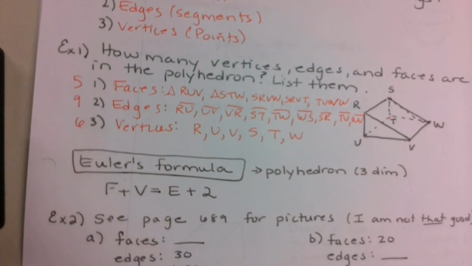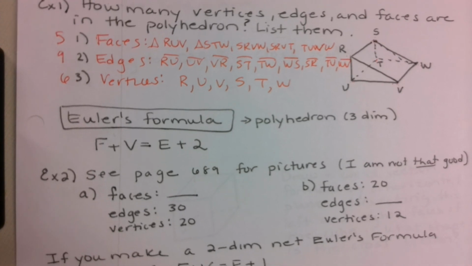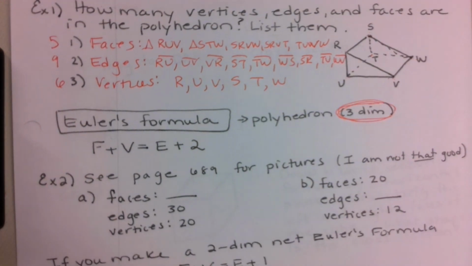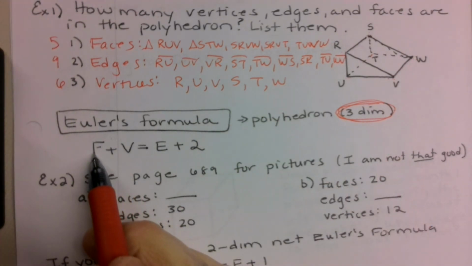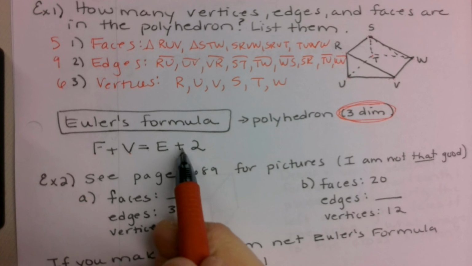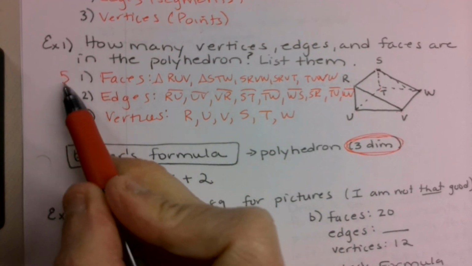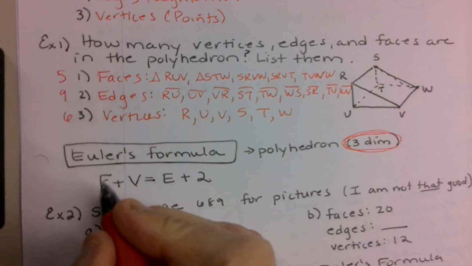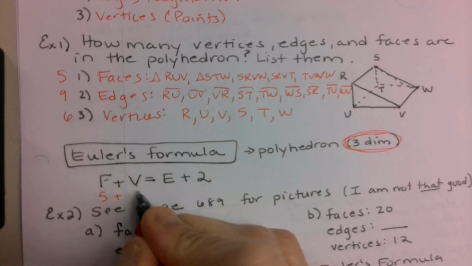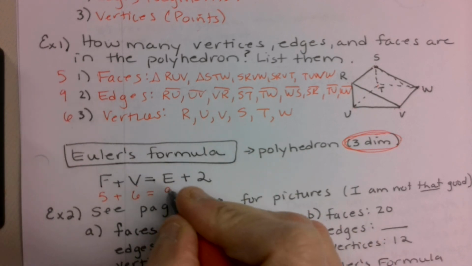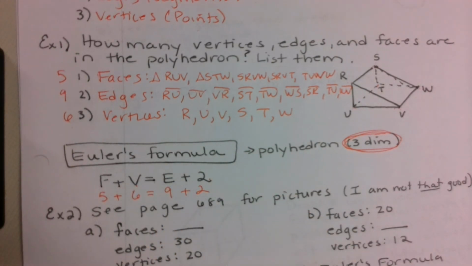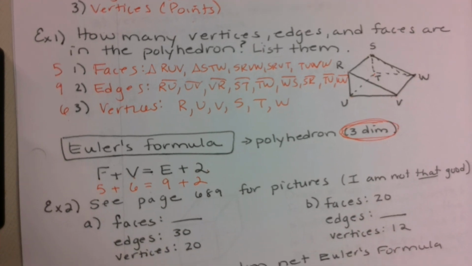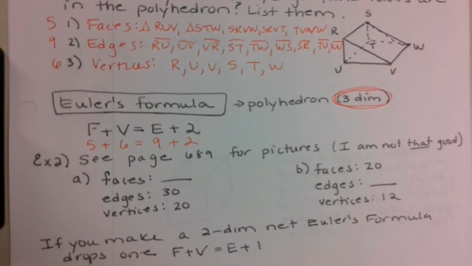Now Euler, that's how you say it, noticed a connection between these faces, vertices, and edges in a polyhedron, which is a three-dimensional figure. We're going to talk about a formula with a two-dimensional figure in a moment. But he noticed that whenever you took the faces plus the vertices, it was equal to the edges plus 2. So let's see if that works here. If we took the faces, which is 5, plus the vertices, which was 6, is that equal to the edges plus 2? It is. 11 is equal to 11. So it works.